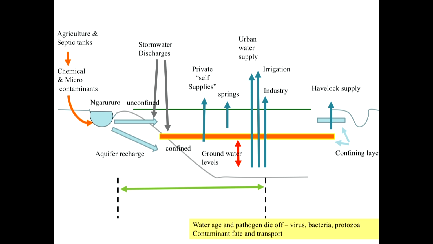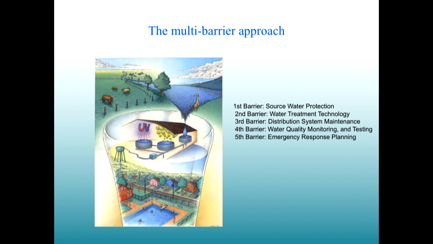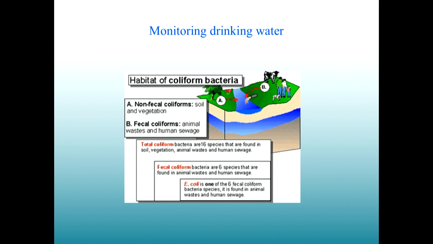Brett has already talked about the multi-barrier approach, and I'm not going to go into that any further, other than to say one of the things worth clarifying is the difference between E. coli, fecal coliforms, and total coliforms, because people find that very confusing. Total coliforms really are organisms that live in the environment, and they can be from vegetation and soil. But fecal coliforms and E. coli are actually indications that there is fecal material in the water.